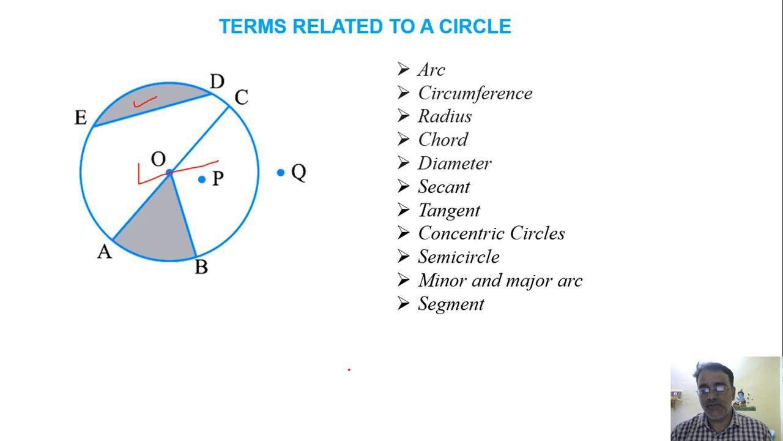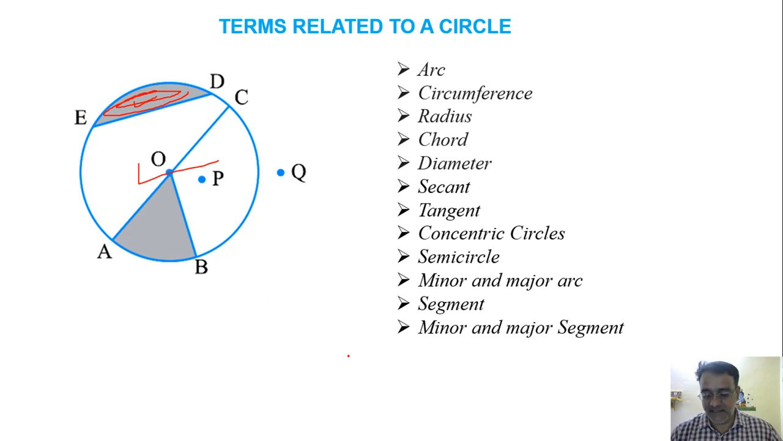And again, here also we have two types of segment. The smaller one is the minor segment, and the larger one is the major segment. So this part here is the minor segment, and the remaining part is the major segment.